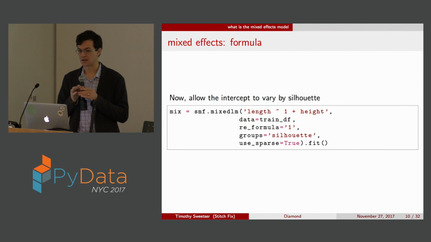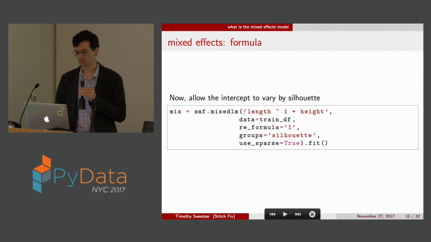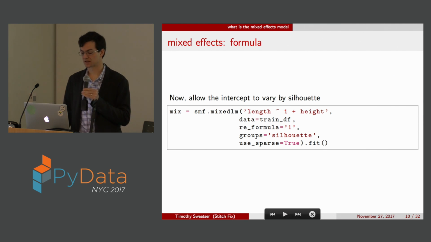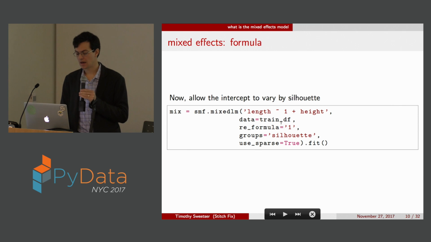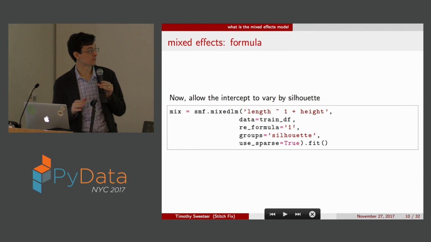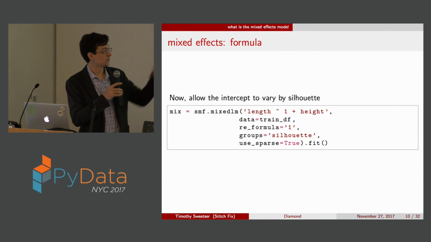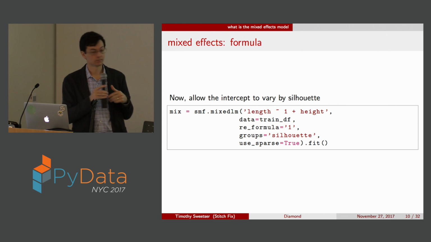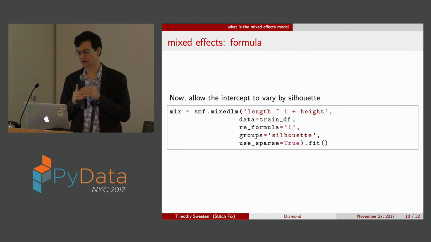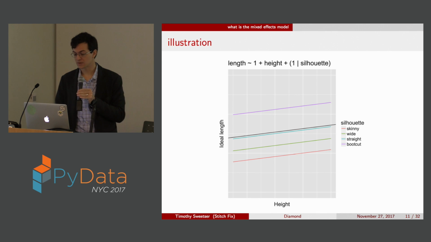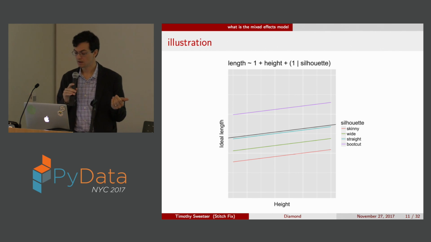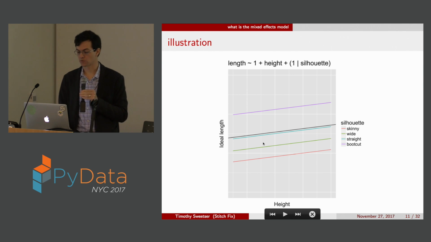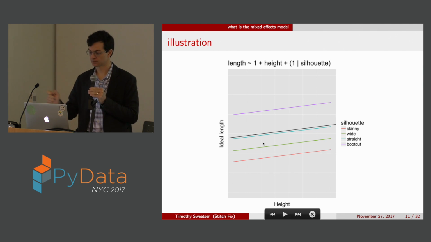Okay, so then mixed effects, you can also fit this with statsmodels. And we start with the same part. The initial formula is the same. We're going to explain length with an intercept plus some slope on height using the same training data. And then we're going to fit an intercept for each silhouette. And then we take that and run. And what that gives us is this set of parallel lines. So I have kept the overall average in black here.